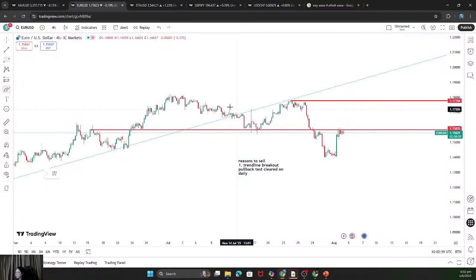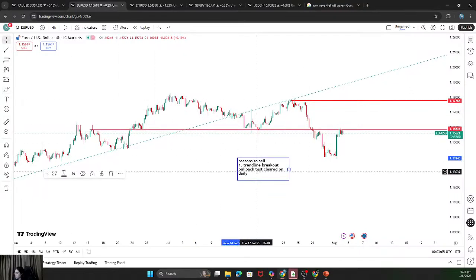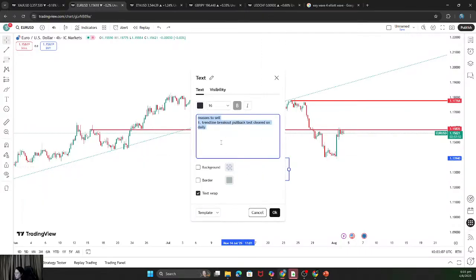This is a break of structure. Break of structure here. Clean break of structure. A valid head and shoulder.